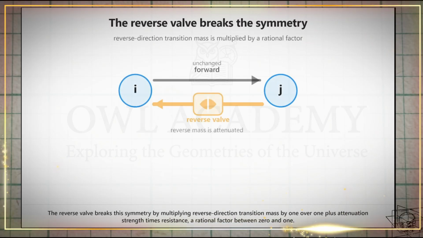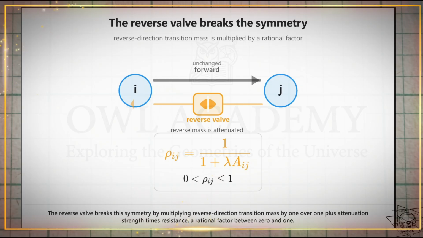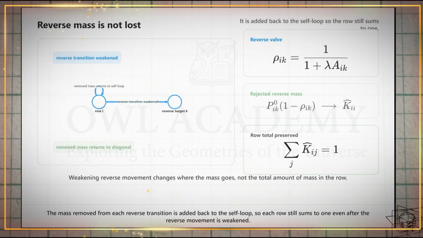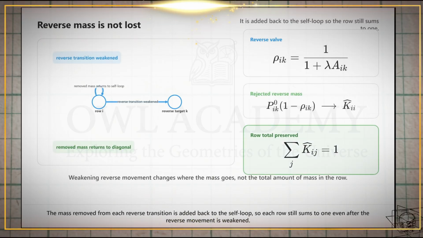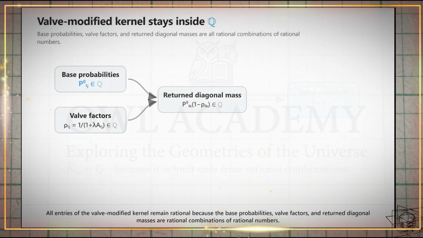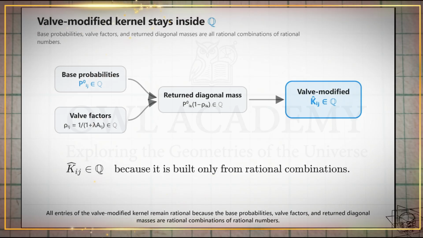The reverse valve breaks this symmetry by multiplying reverse direction transition mass by 1 over 1 plus attenuation strength times resistance, a rational factor between 0 and 1. The mass removed from each reverse transition is added back to the self-loop, so each row still sums to 1 even after the reverse movement is weakened. All entries of the valve-modified kernel remain rational because the base probabilities, valve factors, and return diagonal masses are rational combinations of rational numbers.